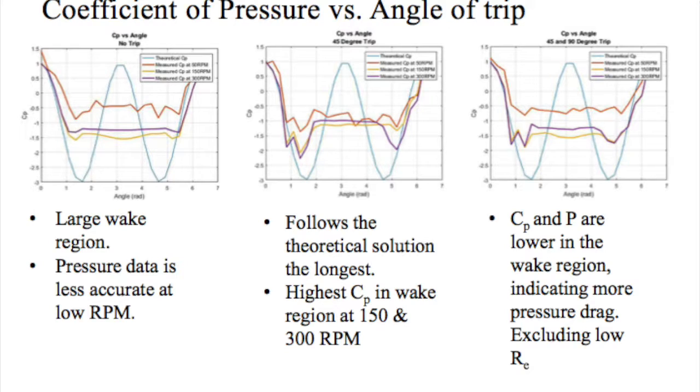However, the pressure in the wake region stays lower. This is because the 90-degree tripwire induces flow separation. There is certainly some error here worth noting. The jaggedness of the red lines indicates that the pressure sensors are less accurate when the readings are lower.